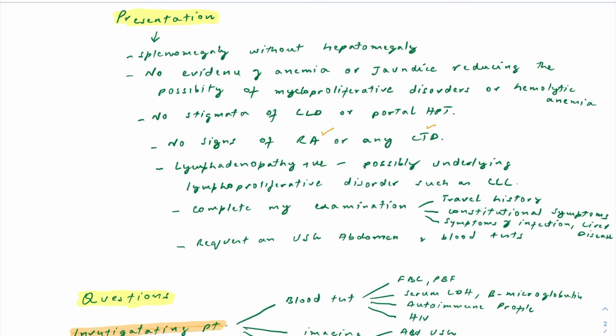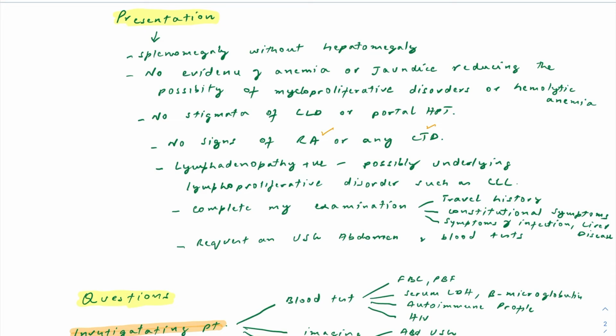If there's any lymph node enlarged, you can say lymphadenopathy positive. Like I came across a patient with splenomegaly with enlarged lymph nodes, so I was thinking about the possible underlying lymphoproliferative disorders such as chronic lymphocytic leukemia. Okay, so this is your scheme of the presentation. First of all, you talk about splenomegaly, then important negatives, and if any positive findings, just mention that.